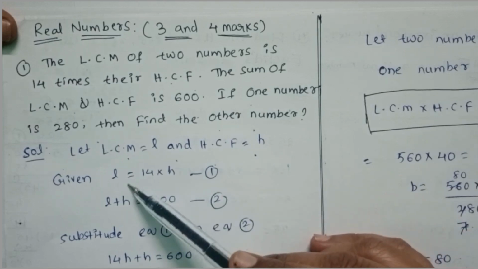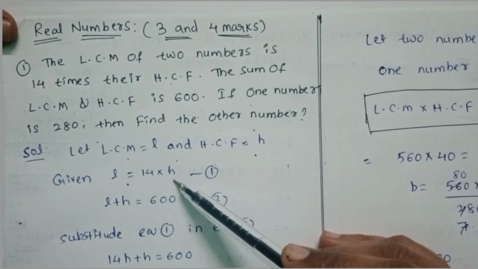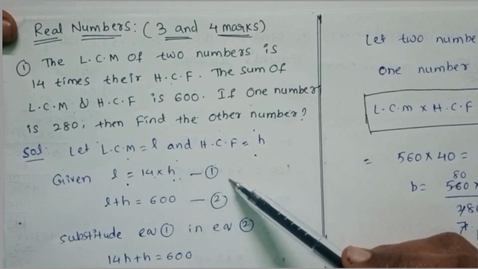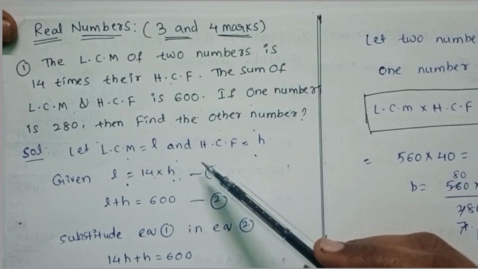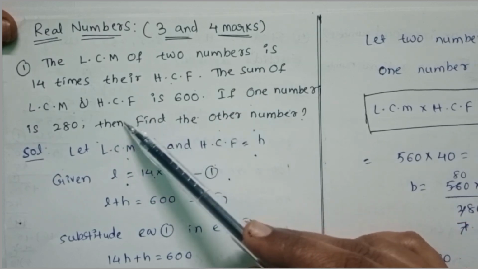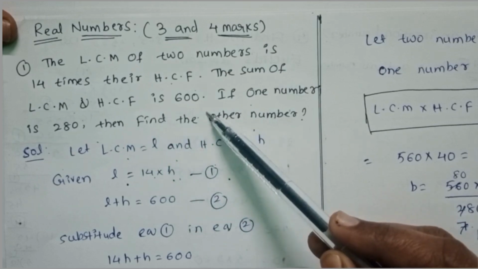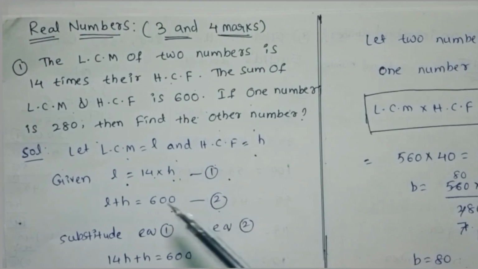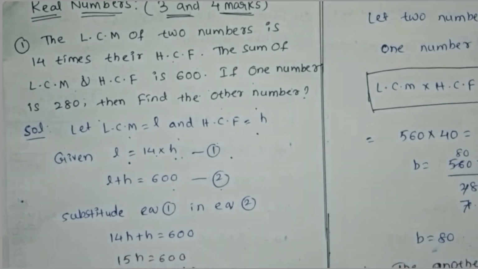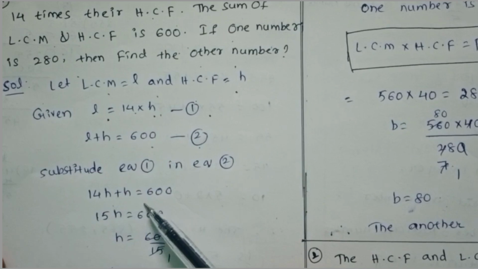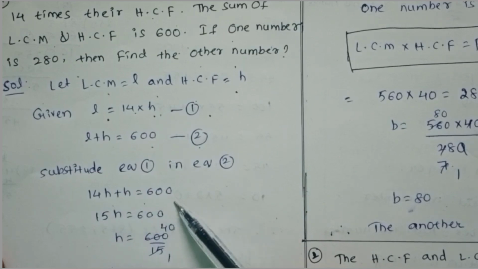So, the given L is equal to 14 times HCF, so write 14 into H. Take this as equation 1. And next, they have given one more: the sum of LCM plus HCF is equal to 600. So, L plus H is equal to 600. Here, L is equal to 14H. Substitute equation 1 in equation 2. That is 14H plus H is equal to 600.